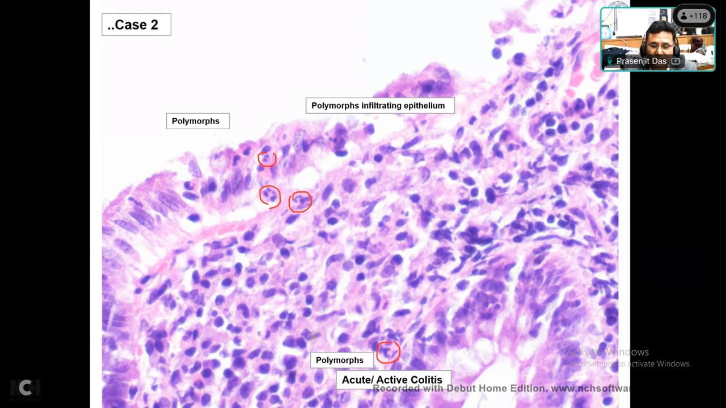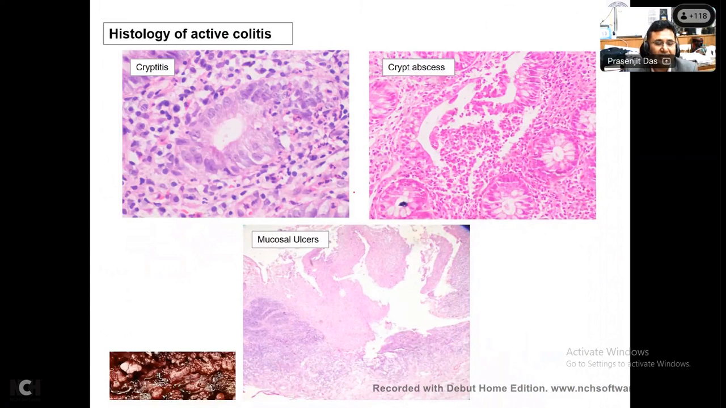So if you see a case like this, you will sign out it as it is a case of acute colitis or active colitis. Is that clear? Yes. Okay. So what can be the different forms of activity you can see? One, we have shown you that polymorphs can infiltrate the epithelium, either the surface epithelium or crypts, that we call as cryptitis. On the other hand, you can find some crypts which are dilated like this, it may be ruptured, and you can see accumulation of many polymorphs inside the lumen of the crypt, that is called crypt abscess.